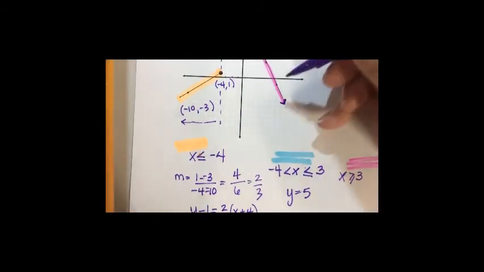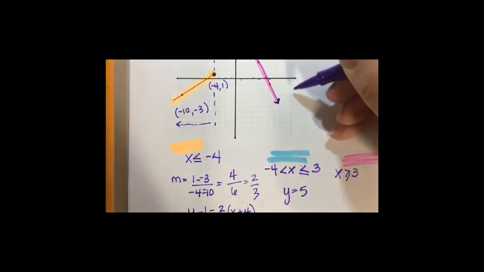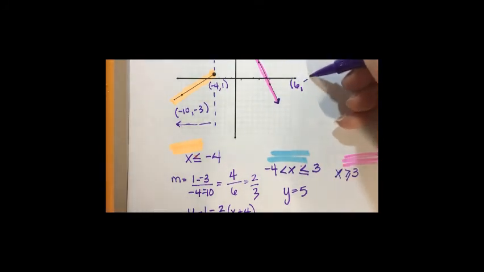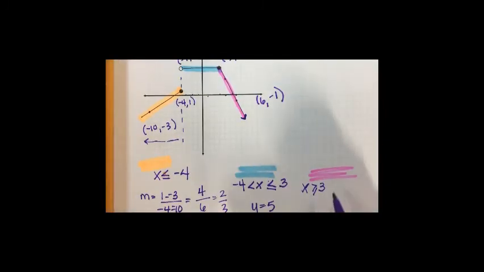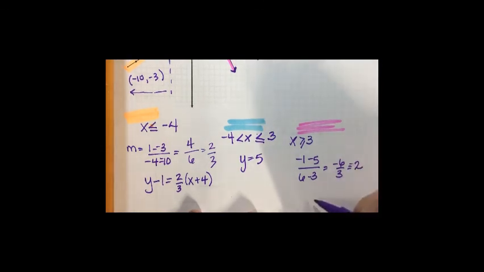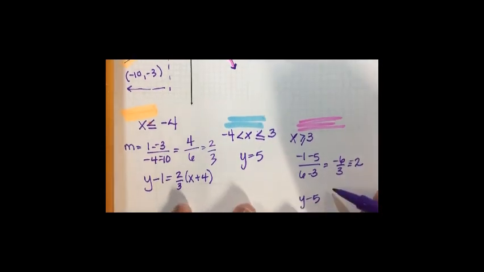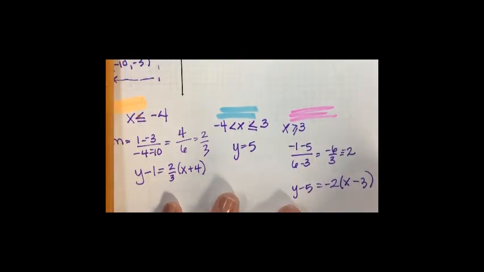So if we could find another point, I also tried to put that in. 1, 2, 3, 4, 5, 6 over, 1 down. Same steps as before. First make a slope. -1 minus 5 over 6 minus 3. Oops, so I got -2 as my slope. And then pick one of your points. y minus 5 equals -2 times (x minus 3). Okay, and again, you can leave it like this.